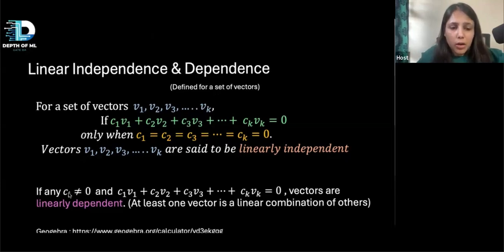And if I find at least one Ci which is not equal to 0 and my equation is still satisfied, then the set of vectors becomes linearly dependent. So at least one vector is a combination of the other vectors in the set that you have. Right? Clear?